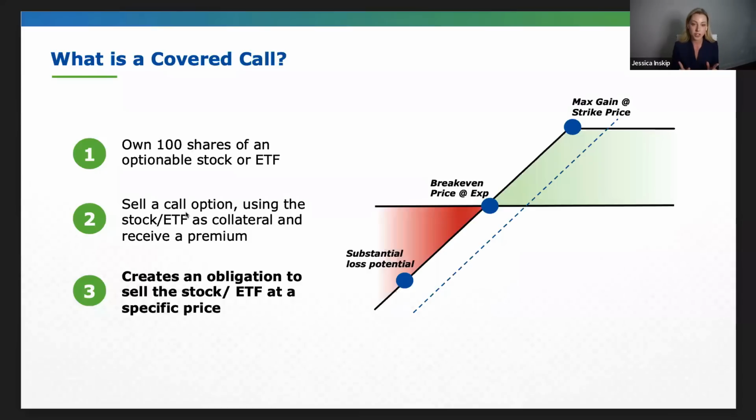So as long as you understand a covered call, go ahead and type 1 for me in the chat window. Lots of ones. A ton of ones. I appreciate that. Perfect. All right.